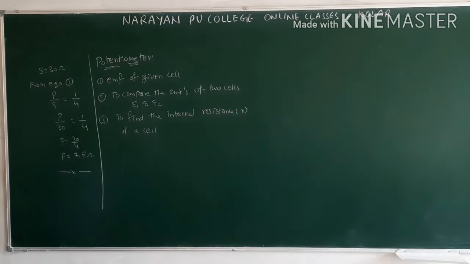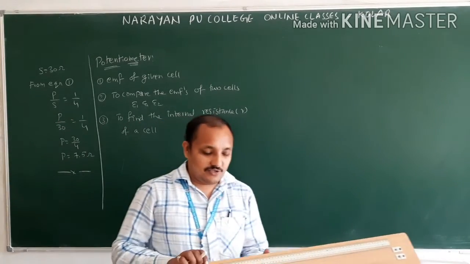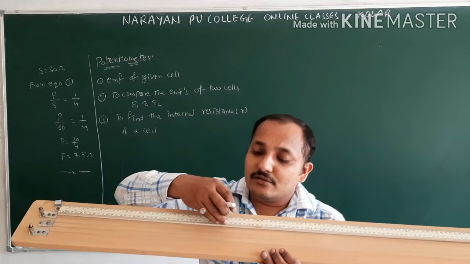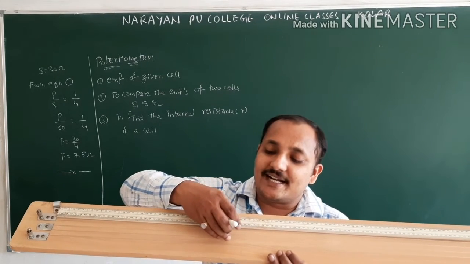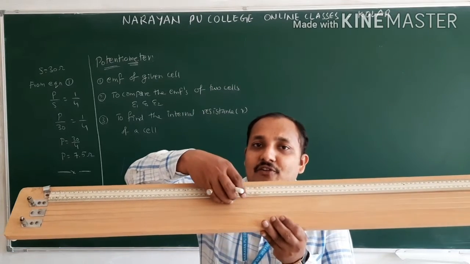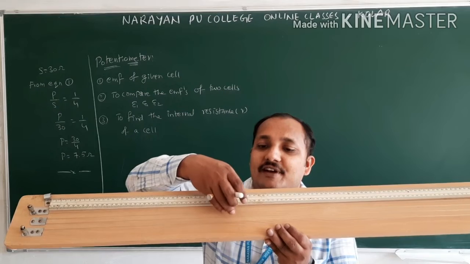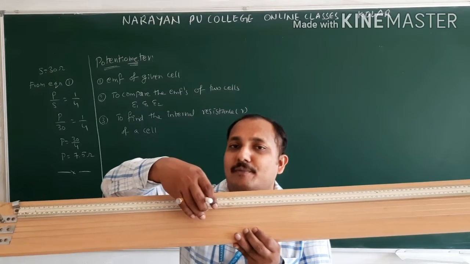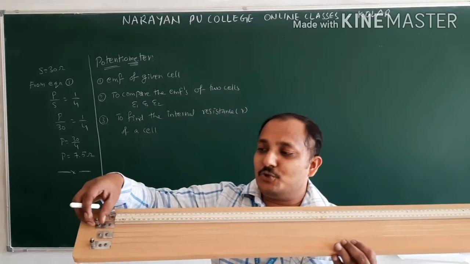In the meter bridge also we had a principle, and in this also we will have a principle. So now see the potentiometer. This is the potentiometer, which has a 1 meter scale here. Below this, 4 wires are there, you can see. This is 1 wire of 1 meter, this is another wire. So the total length of this potentiometer wire is 1, 2, 3, 4: 4 into 1 means 4 meters, otherwise 400 centimeters.